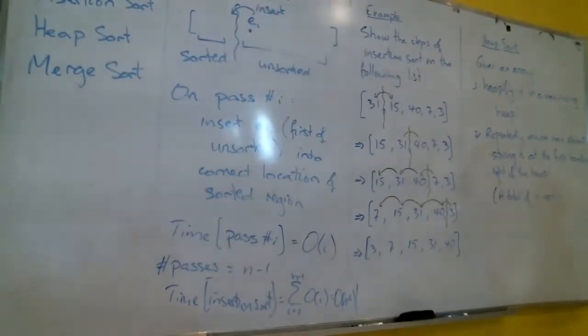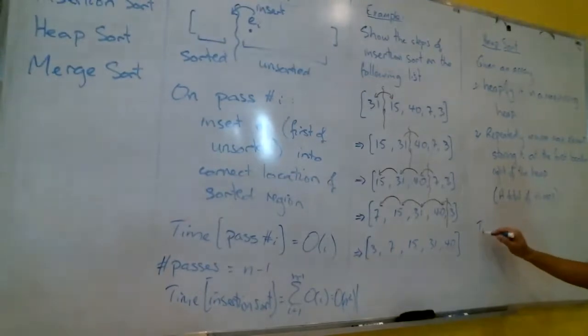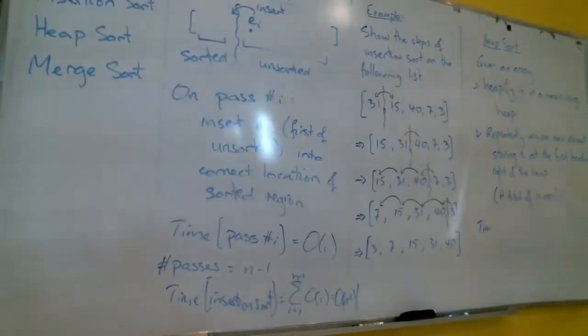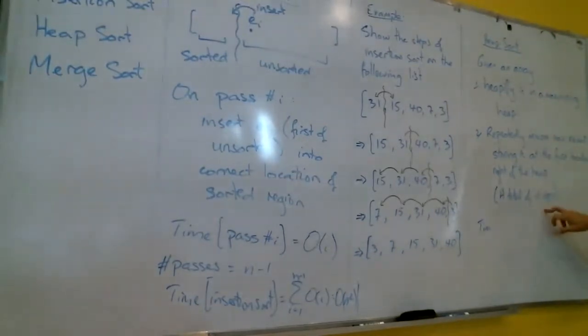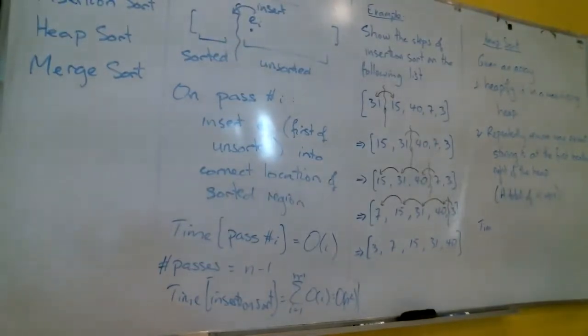Okay, what's the time complexity of this? Let's think about it a little bit. The time for each remove max is log n, right? And I did it n times. Why would you say log n squared? N log n, thank you.